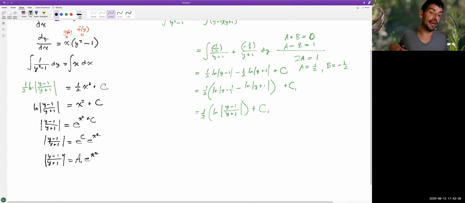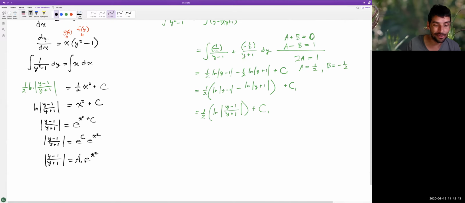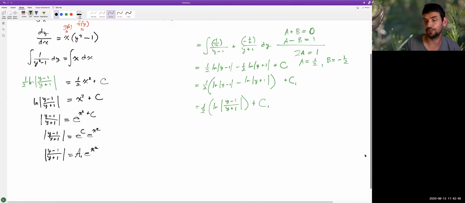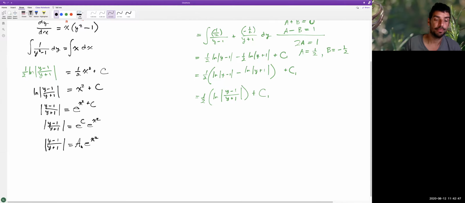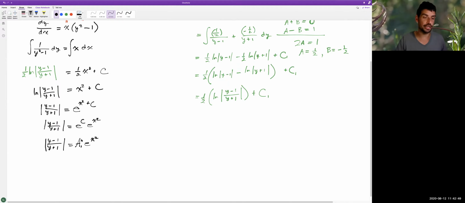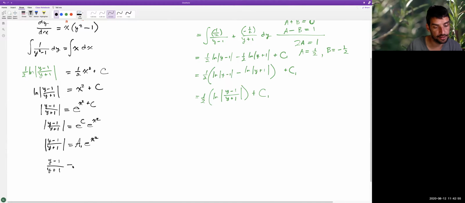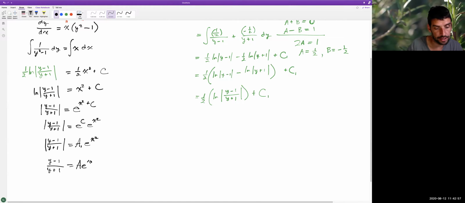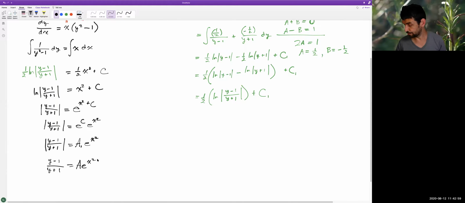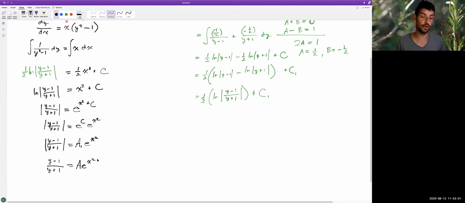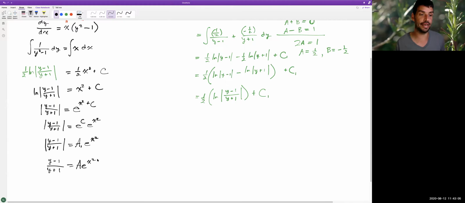Now, I want to drop these absolute values. And so I can do that. Again, there's a plus or minus implied, but because we have an arbitrary constant, it already could be positive or negative. So it's not really doing any good to have this here. And I don't really think I need the subscript.